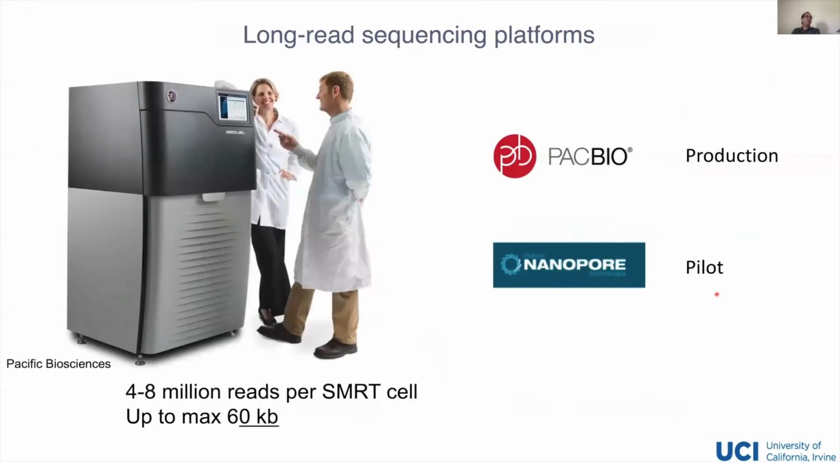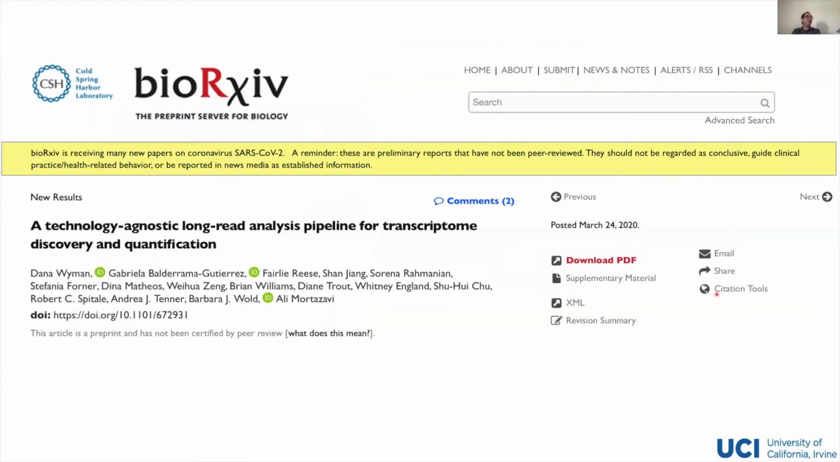For ENCODE, we decided to go with PacBio sequencing because we felt that the quality of the reads were higher compared to what we've been able to obtain for Oxford Nanopore. However, ENCODE did do some Oxford Nanopore sequencing as a pilot, and I'll briefly mention those results along the way. But we decided that we wanted to build a pipeline that was going to be agnostic, so that it could work equally well from PacBio and from Nanopore.